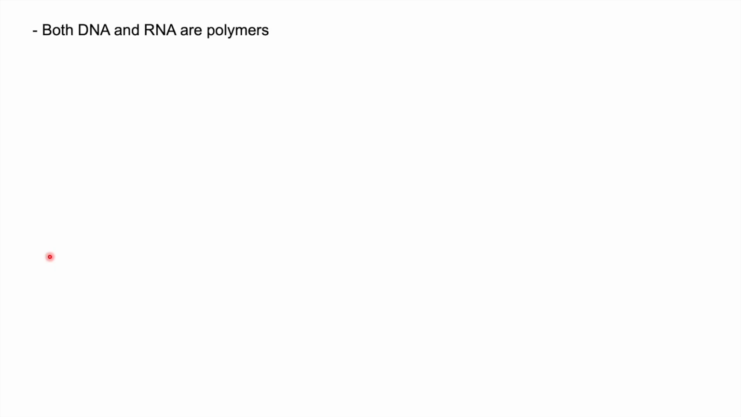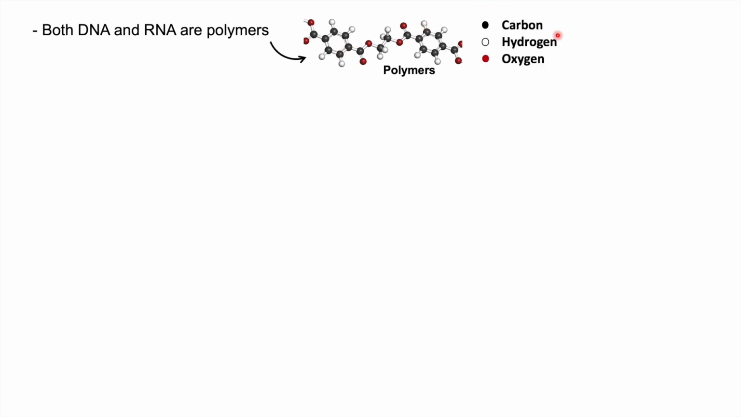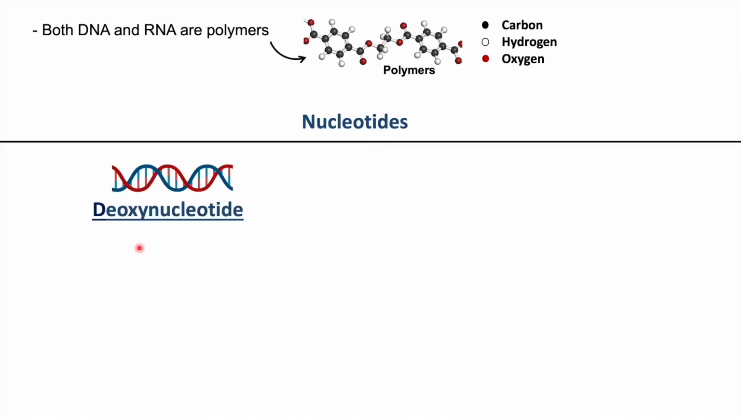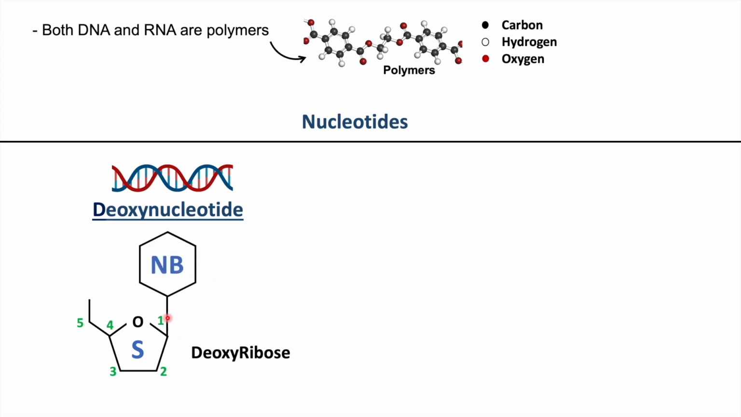Both DNA and RNA are polymers, and polymers are basically long repeating units of monomers. In this structure, these monomers are carbon, hydrogen, and oxygen atoms. When it comes to both DNA and RNA, these monomers are called nucleotides. The nucleotide which makes up DNA is called deoxynucleotide, which contains a deoxyribose sugar molecule, which is a pentose ring, a 5-carbon ring. It also contains a nitrogenous base which is attached to the carbon 1 position of the pentose ring, and a phosphate group which is attached to the carbon 5 position, located outside the pentose ring.